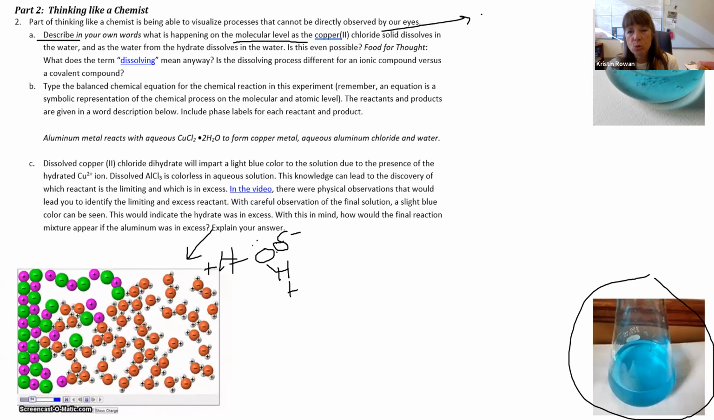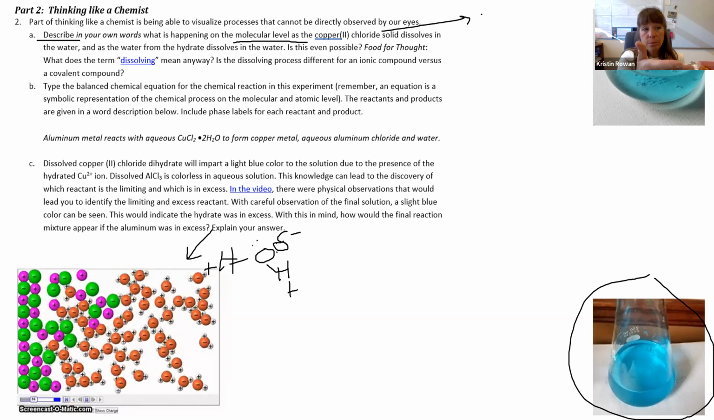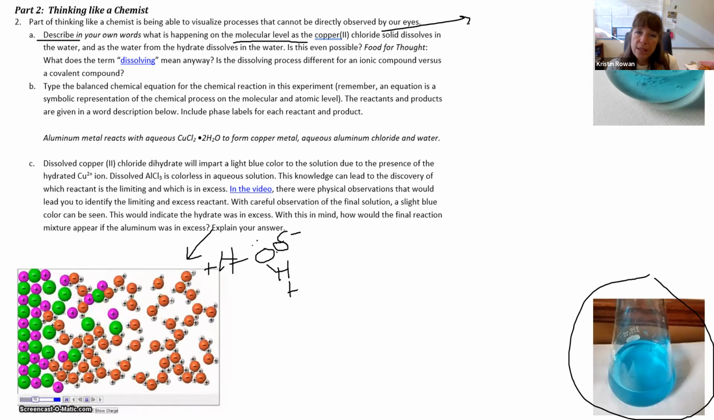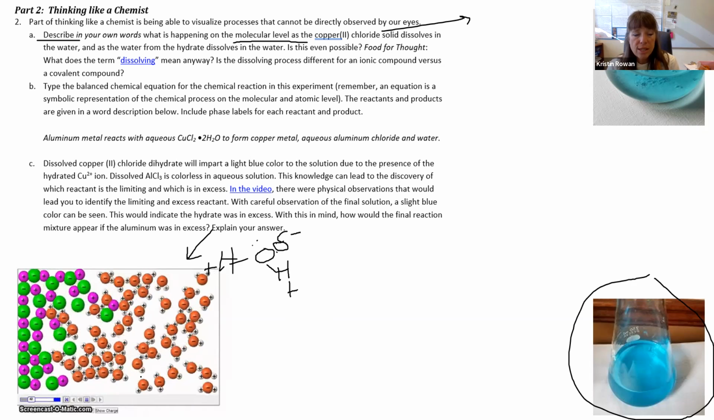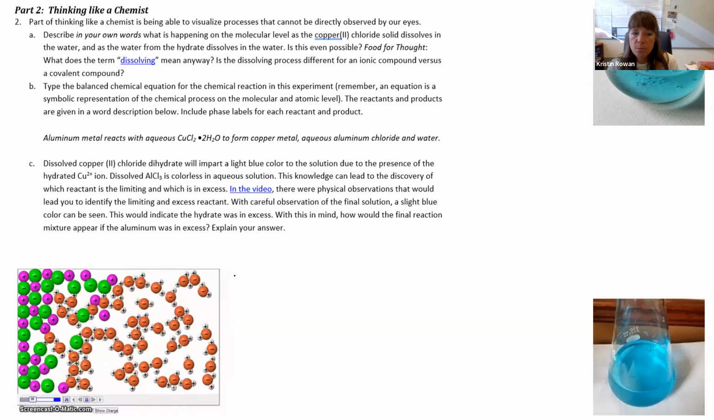I would have said copper 2 chloride dihydrate dissolves in the water. And as the water, but then I say it here, from the hydrate dissolves in the water. Is this even possible? So that's just kind of food for thought. It's getting you to think about, what does that actually mean?